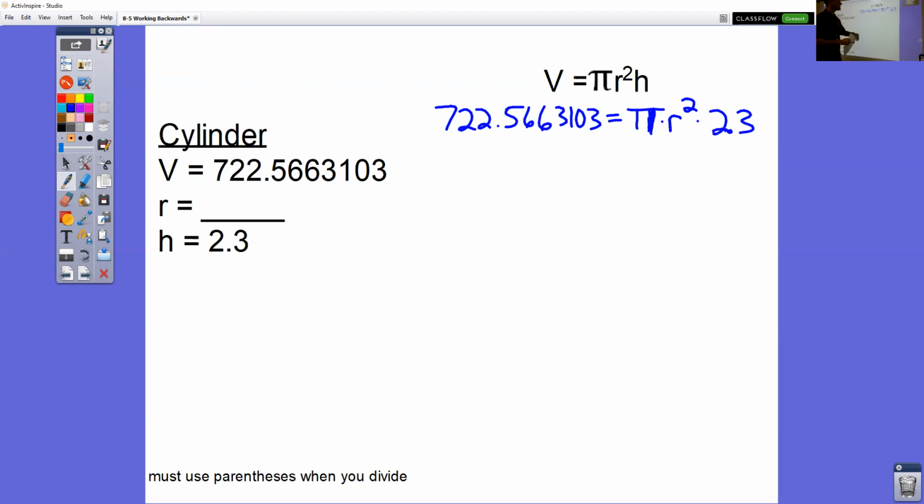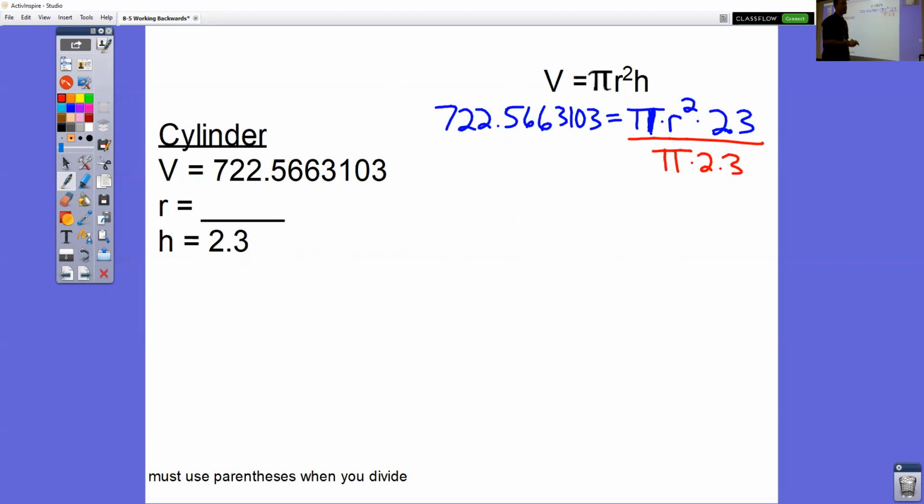We have to solve for r. The way that you're going to be doing this, because you're multiplying all three of these terms together, pi times r squared times 2.3, the opposite of multiplying is dividing. Think about a one-step equation. If we had 5x equals 20, that really means 5 times x. To solve for x, we'd have to divide. That's the same thing that we want to do here. We want to divide by everything except for the letter that you're solving for. So to get this r squared by itself, we need to divide by pi times 2.3.